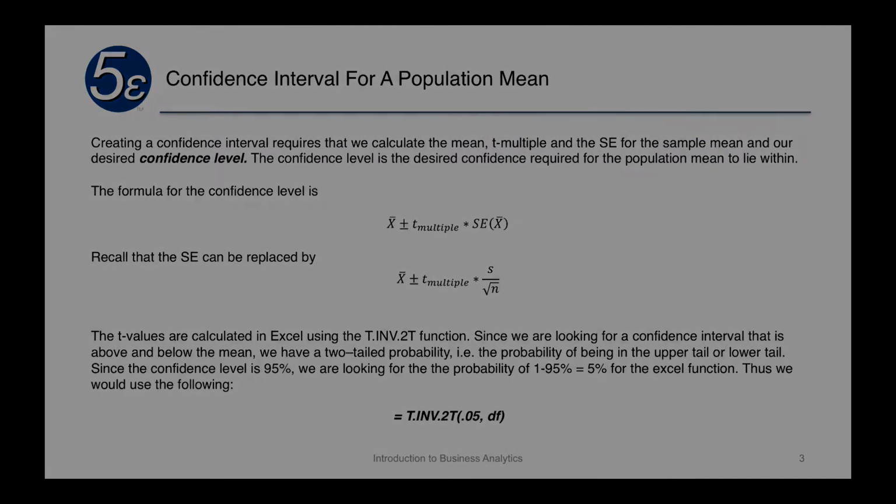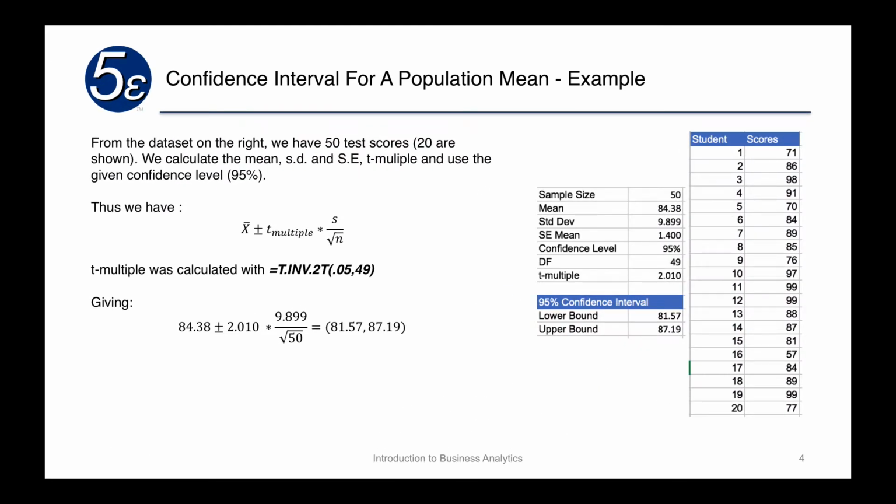So let's take a look and see how this works. Let's say on the right we have this data set which has 50 test scores. We're only showing 20, however. We calculate the mean and standard deviation, and we know how to do that using the AVERAGE and STDEV.S function. We'll calculate the standard error, and we're going to use the given confidence level of 95%.